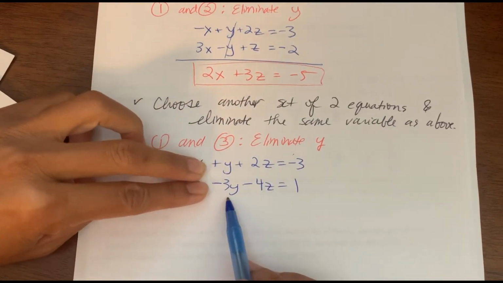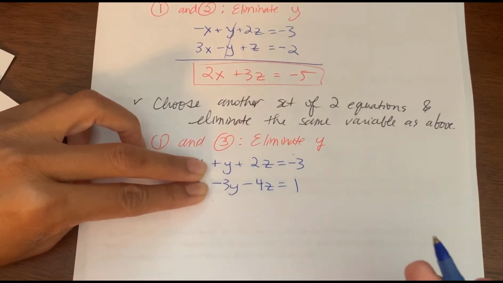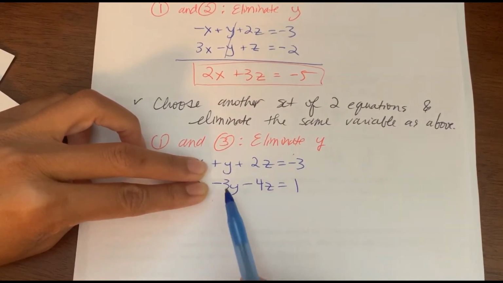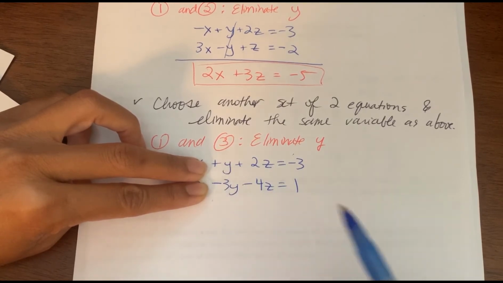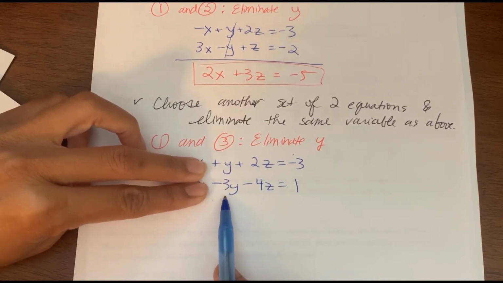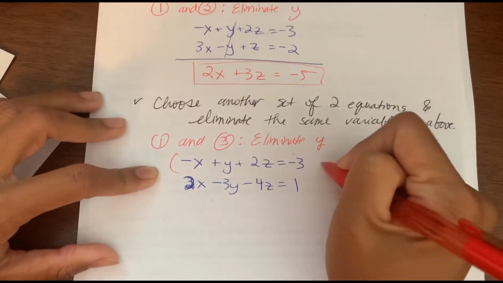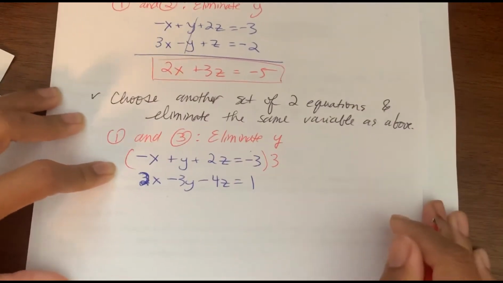Y and negative 3y. So I want them to be opposites of each other, so when I add the 2 equations, they will eliminate. So what multiple do they have in common? 3 and 1, they have a multiple of 3 in common. So I want to change this to become a 3y. So 3y minus 3y will give me a 0. So I'm going to multiply this whole thing by 3.